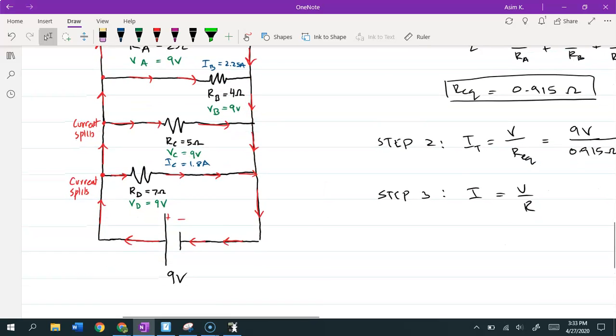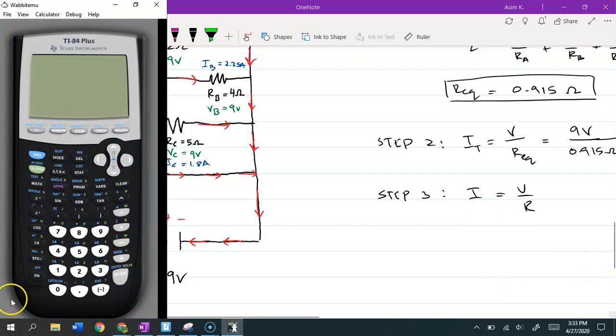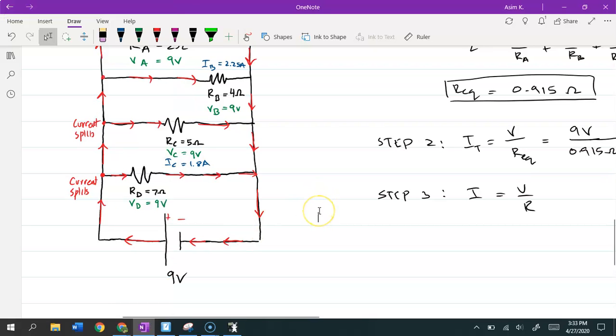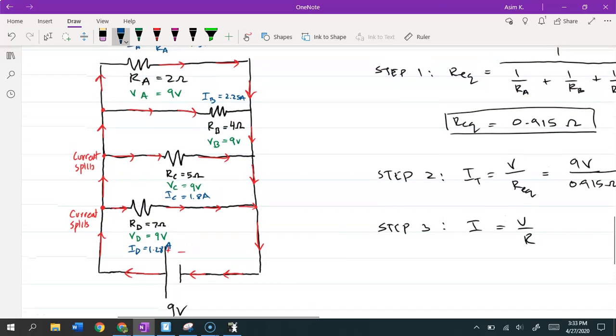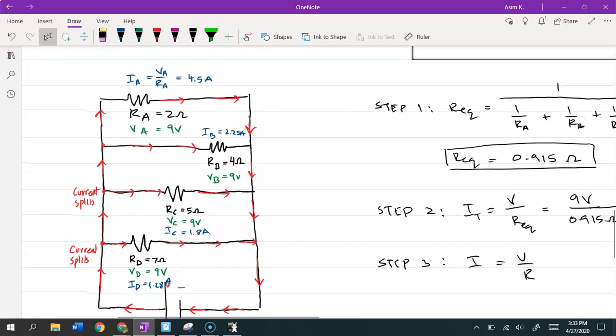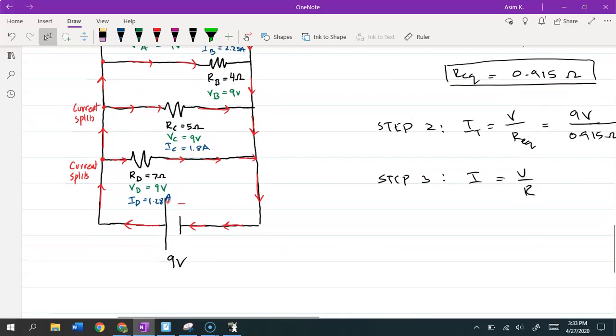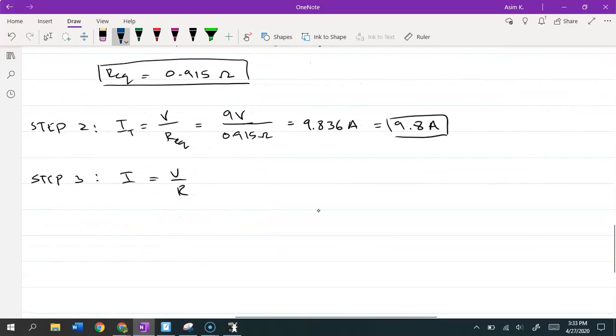And finally, 9 divided by 7. I'm totally lost on that one. I do not know. So 9 divided by 7 is 1.28. So the current through D is going to be 1.28 amperes. Now, notice that at the end of the day, what we were talking about is a total current of 9.8 amperes, right?